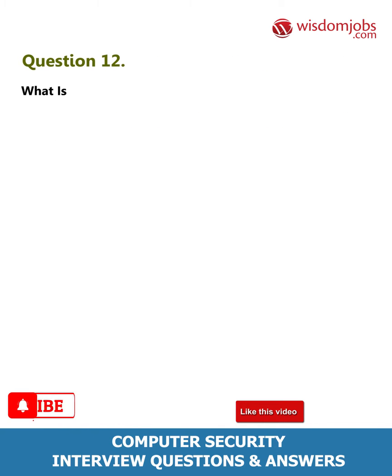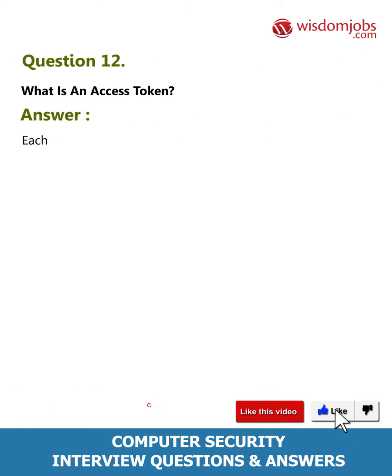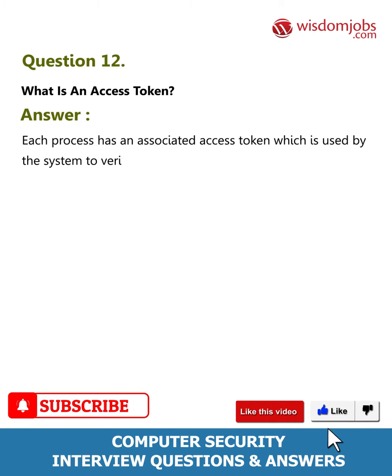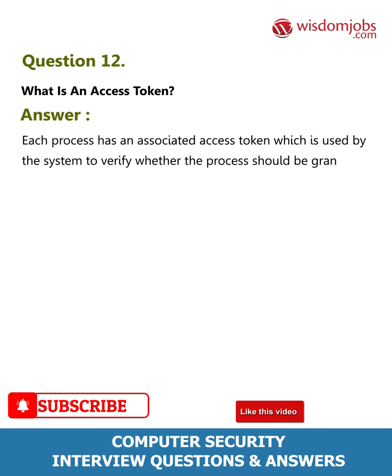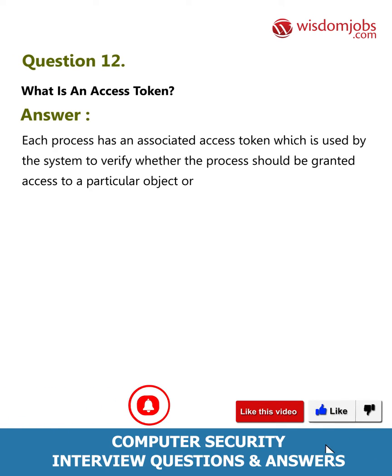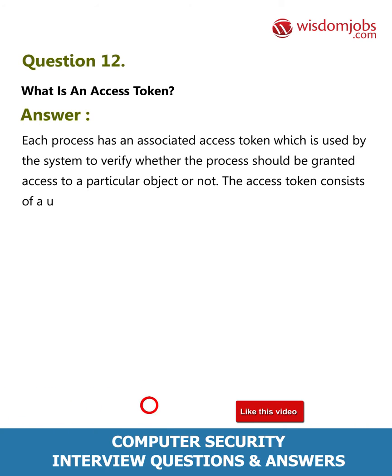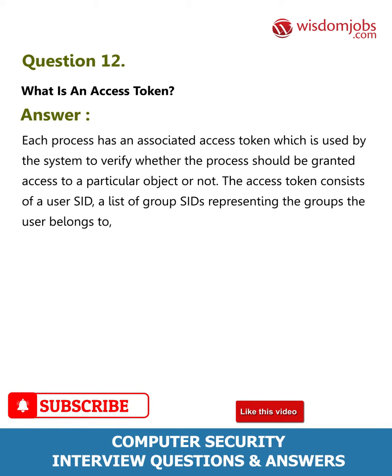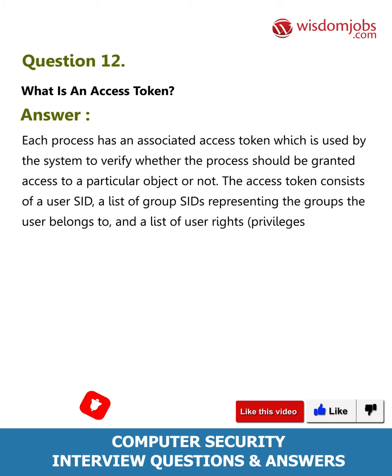Question 12. What is an access token? Answer. Each process has an associated access token which is used by the system to verify whether the process should be granted access to a particular object or not. The access token consists of a user SID, a list of group SIDs representing the groups the user belongs to, and a list of user rights, privileges the user is blessed with.